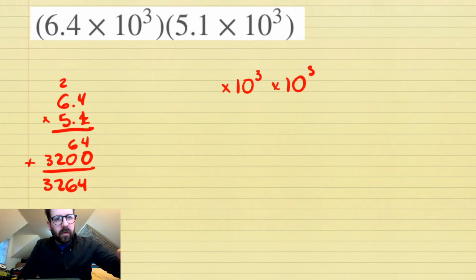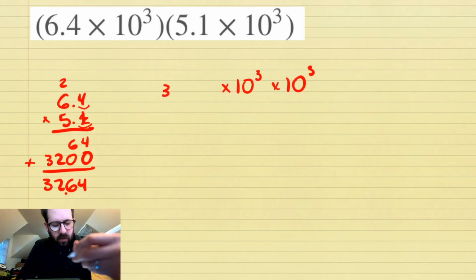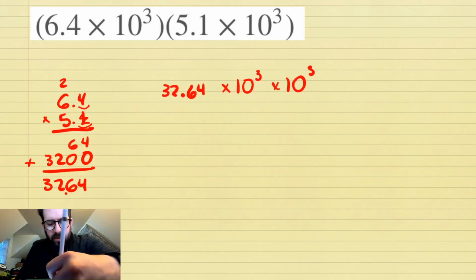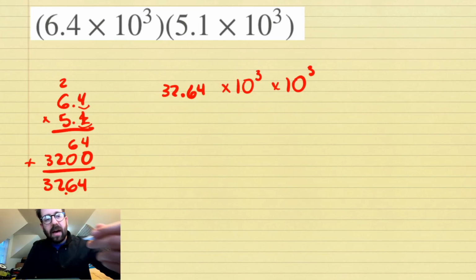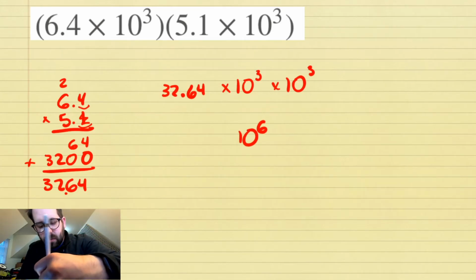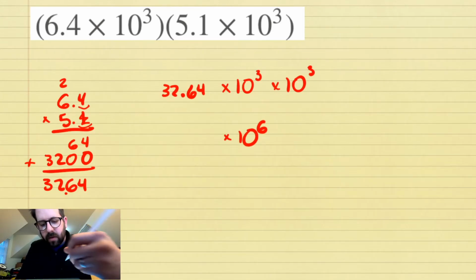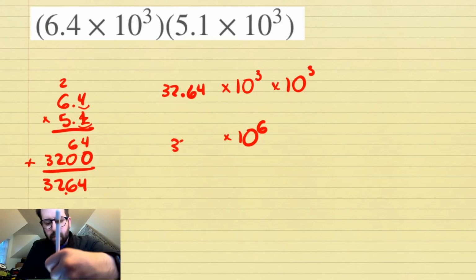And then I have to move the decimal over since it has decimals. There's 2 decimal places there. There's 1 here and 1 there. So I move it over 2 spots, so it's 32.64. And then obviously the powers of 10, there'd be 10 to the 6th power, because you add 10 to the 3rd and 10 to the 3rd.